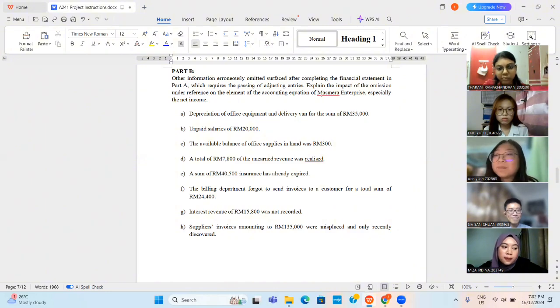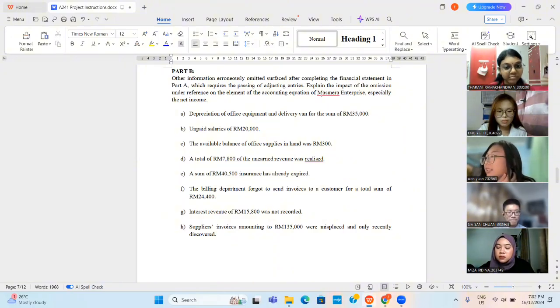For question E, a sum of RM 14,500 insurance has already expired. On the accounting equation, it changes assets and equity. Assets are decreased because the prepaid insurance decreases, and equity is decreased because the expense reduces net income. The net income impact is a decrease of RM 40,500 as expired insurance is an expense.